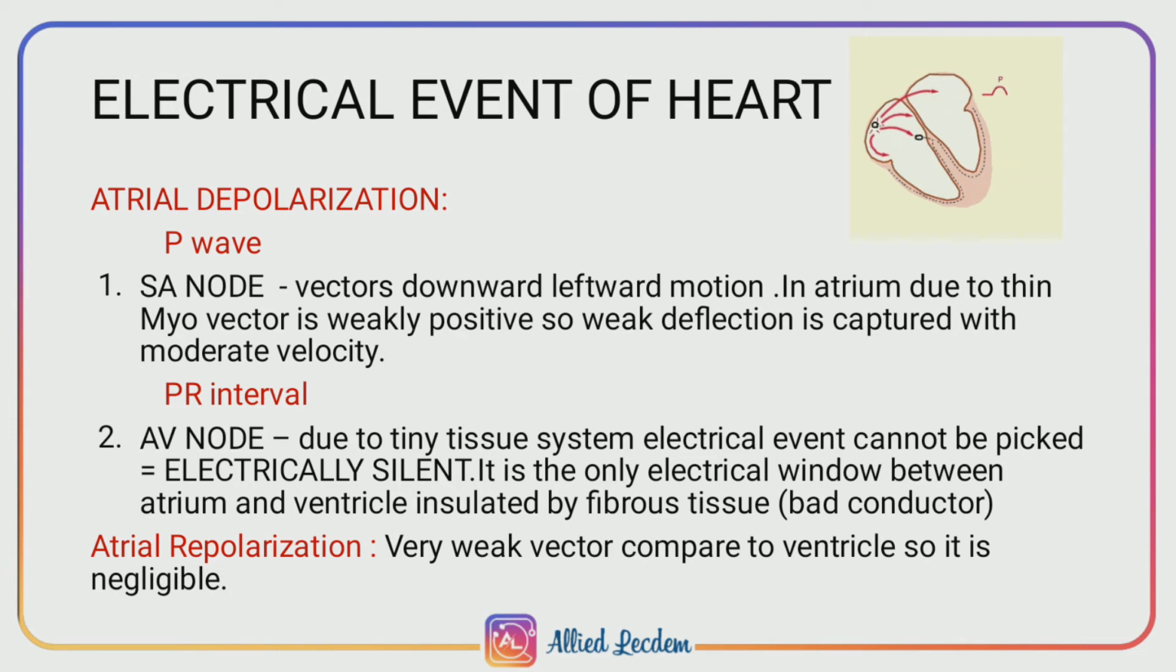PR interval. After the atrial activation, the impulse moves towards the AV node, which is the only electrical window between the atrium and ventricle. This AV node is insulated by fibrous tissue, which is a bad conductor, and the cells in the AV node are much smaller compared to the Purkinje system, which results in slow conduction. This delay in AV nodal conduction results in an isoelectric line in the ECG wave, which is the PR interval.